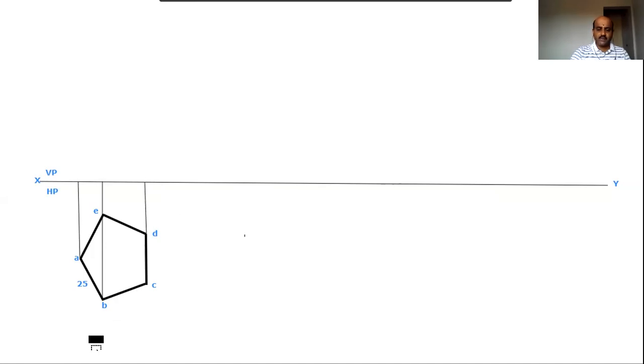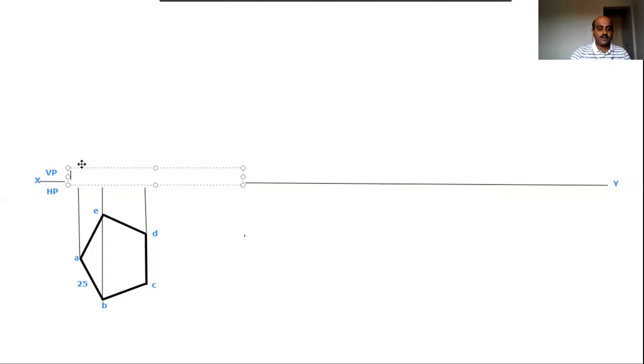So as usual, when you observe this pentagon from the front, you can see the two edges AB and BC. All the points A, B and C, three points, are visible in the front view, and D coincides with C, hence it is invisible, and E coincides with B, hence it is invisible. So points D and E should be represented within parentheses in the front view.